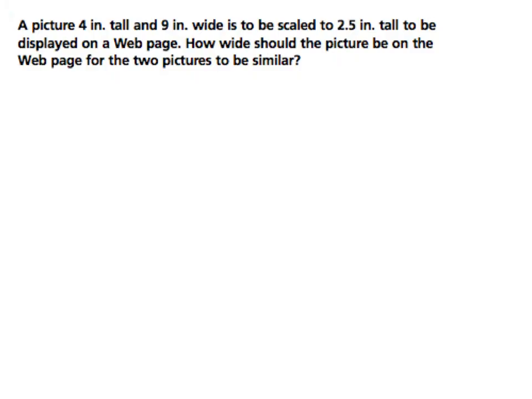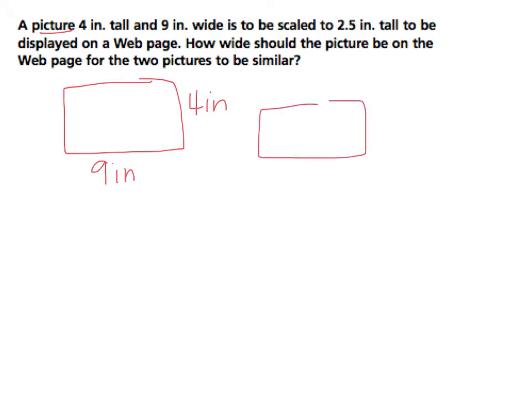It says a picture 4 inches tall and 9 inches wide is to be scaled to 2.5 inches tall to be displayed on a web page. How wide should the picture be on the web page for the two pictures to be similar? So what I do is I always start by drawing a picture. So I know that I'm given a picture that's 4 inches tall and 9 inches wide. And we're scaling it down so that it's going to be 2.5 inches tall. And then it says how wide. So this part is unknown. So we can put a variable in there for x.